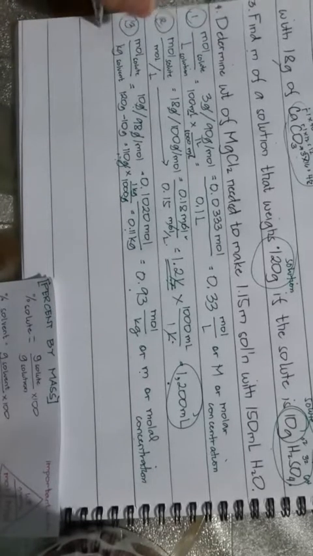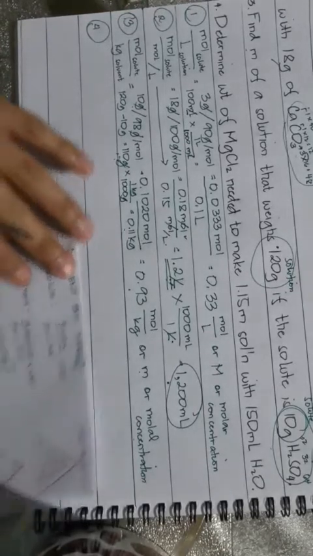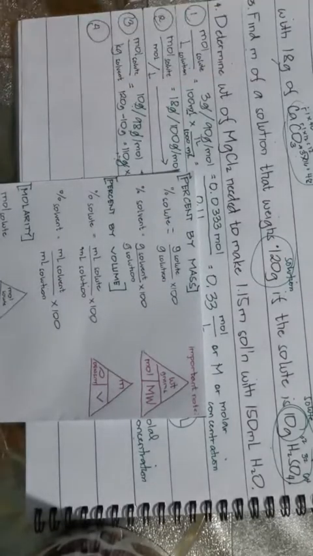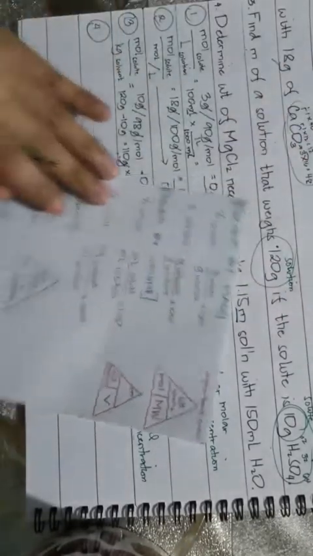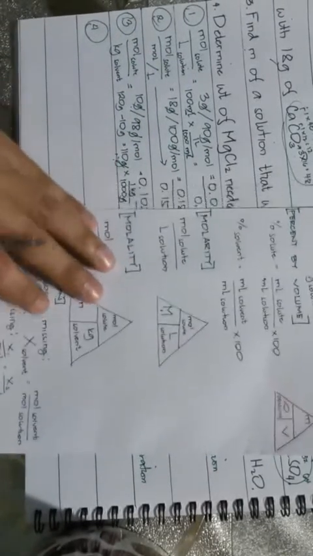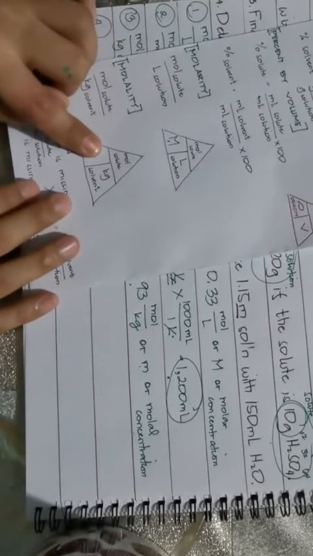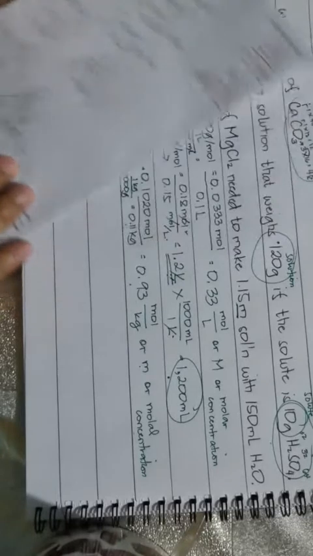Okay, number 4. Now, number 4 naman, we're going to determine the weight of magnesium chloride na kailangan to make 1.15 molal solution with 150 ml water. Now, dito naman, ang hinahanap natin ay weight ng magnesium chloride. At since ang nakalagay dito ay small letter m, ang gagamitin nating formula ay for molality, which is this one. So, given ang ating molar concentration, tapos, ang hinahanap natin ay yung weight ng magnesium chloride.